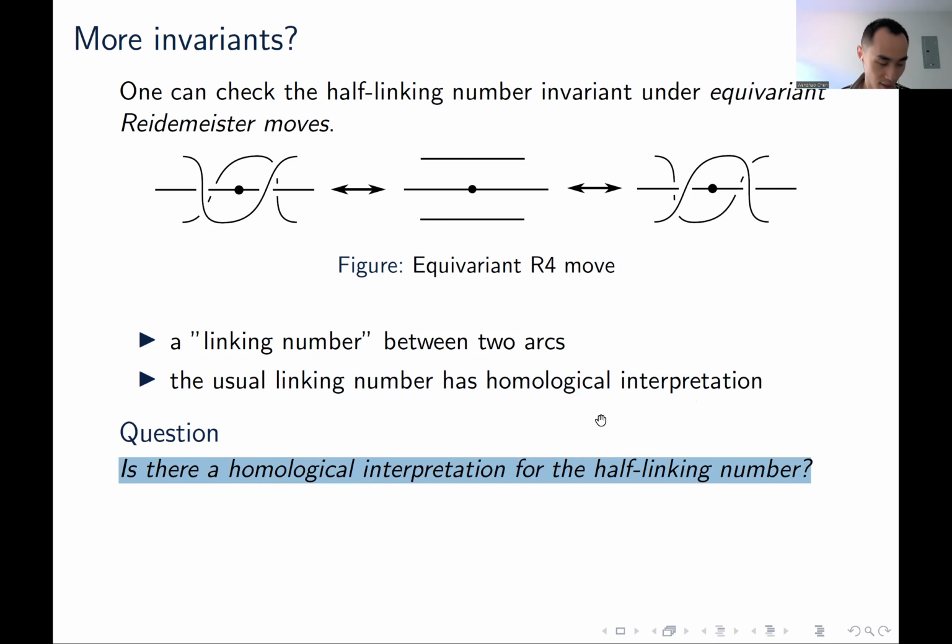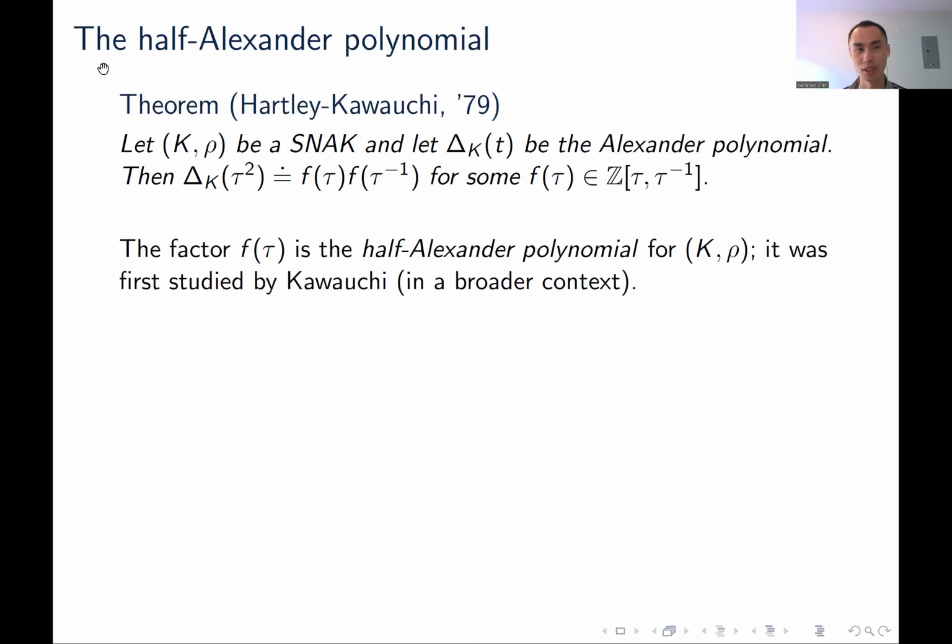There are two approaches to think about the half-Conway polynomial. One is homological, and the other one is diagrammatic. I'm going to begin with the homological approach. And indeed, I'm going to tell you what the half-Alexander polynomial is first. And then I'm going to tell you how to get the half-Conway polynomial from the half-Alexander polynomial.